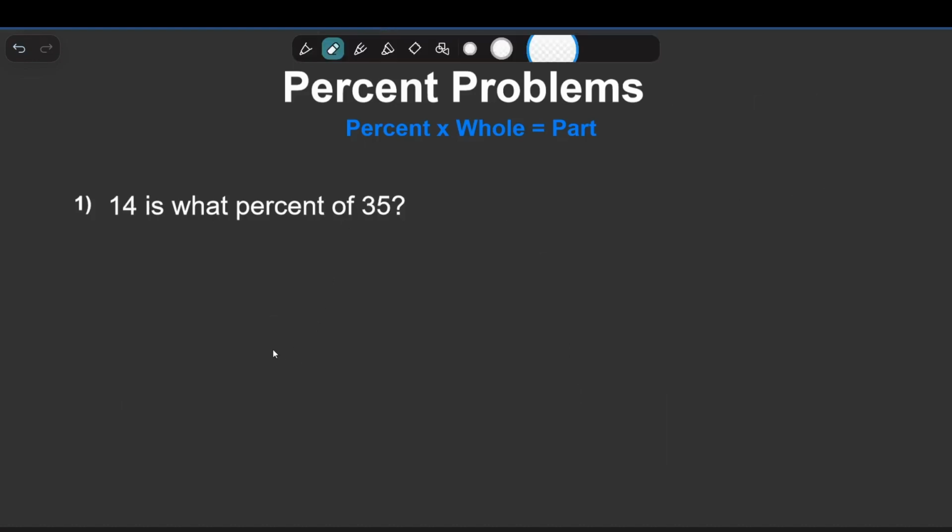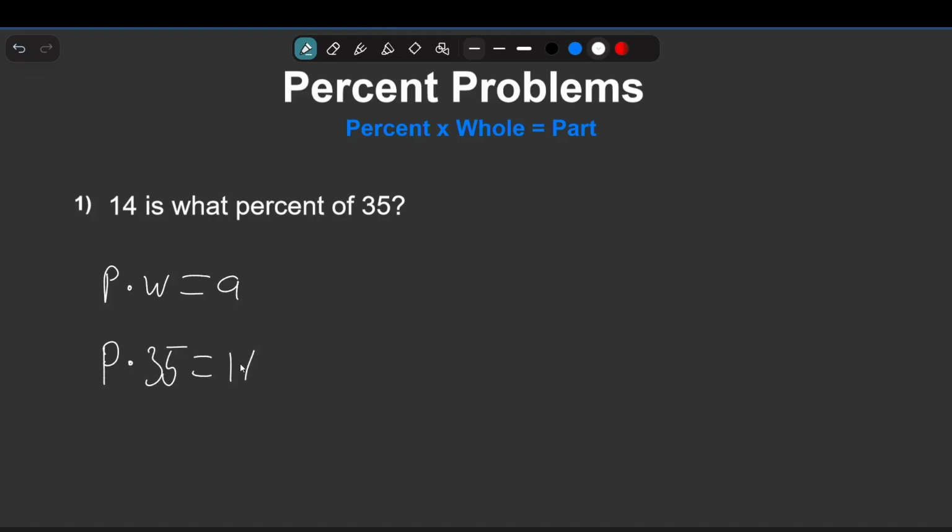So for our second example, we have 14 is what percent of 35. So we're going to do the exact same thing, starting with writing our equation in variables. So we're going to do P times whole equals part. Now we're going to plug in what we are given, which is our whole and our part. So 14 is going to be our part and 35 is going to be our whole. So we're left with P times 35 equals 14.